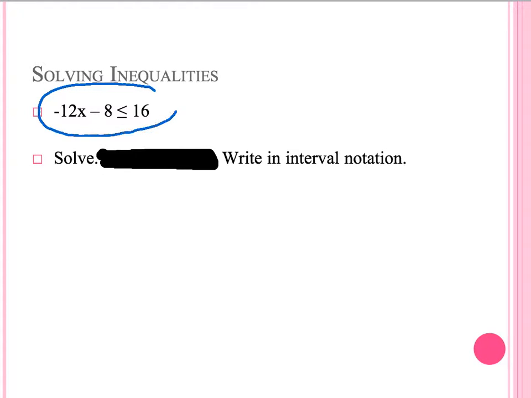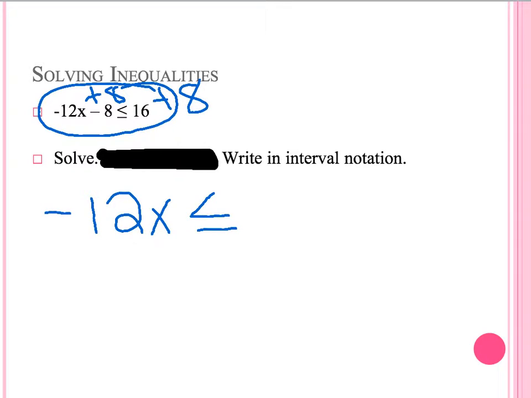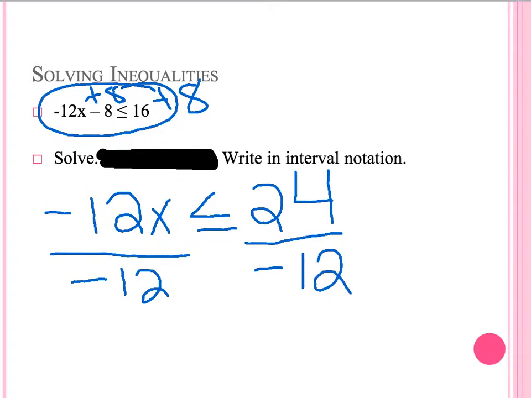We will now solve an inequality. Our first step to isolate our variable x will be to add 8 to both sides, leaving us with negative 12x is less than or equal to 16 plus 8, which is 24. Our next step will be to divide negative 12 from both sides. The negative 12s on the left will divide to 1, and we will be left with an x is less than or equal to 24 divided by negative 12, which we know is negative 2.